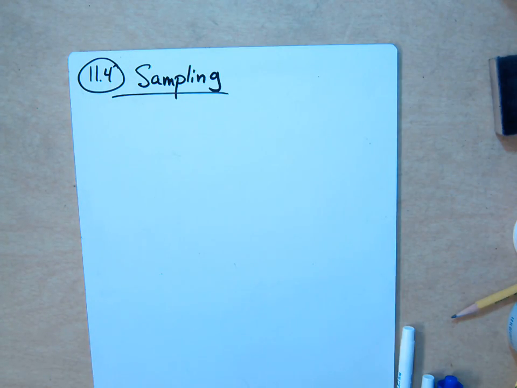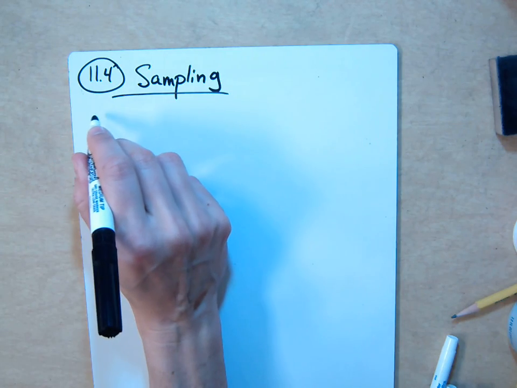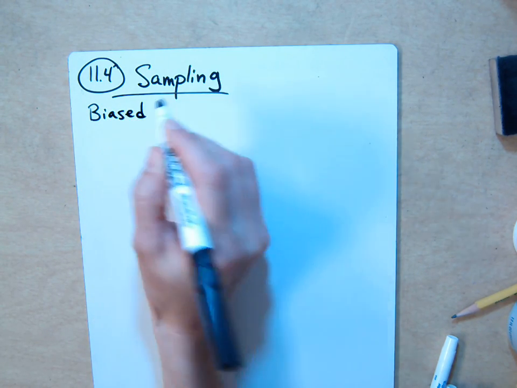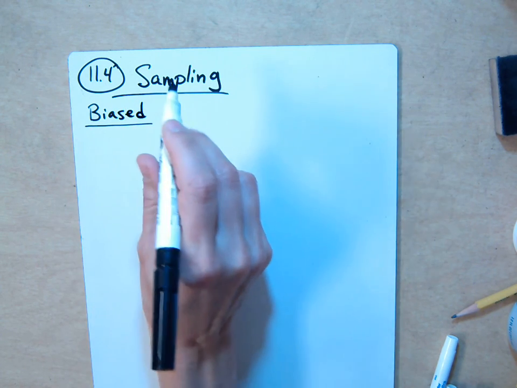Okay, so this is section 11.4. It goes along with sampling. How do we collect this data? There's lots of different ways, but we'll go over 4 ways. And the first 2 would fall under the category of biased. And we have to be really careful.